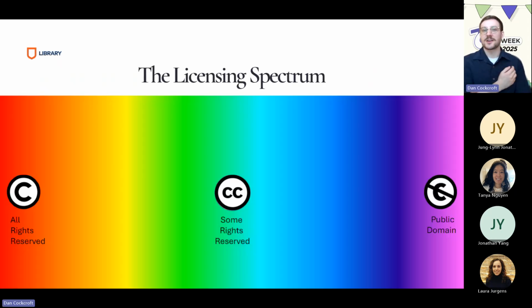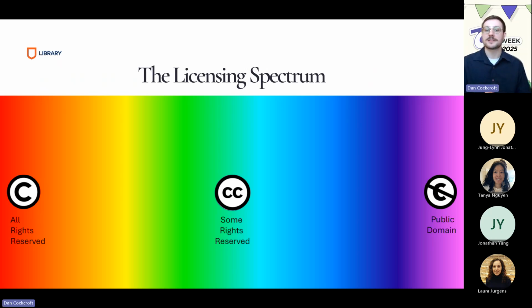With all that in mind, let's talk about the licensing spectrum. I have the most restrictive on the left-hand side here, all rights reserved. On the right-hand side, we have public domain. Public domain items usually enter the public domain once the author has died and 70 years have passed. That number does change with various agreements, but right now it is 70 years plus the author's life. Or, there's a Creative Commons license where you can specify that it's public domain.